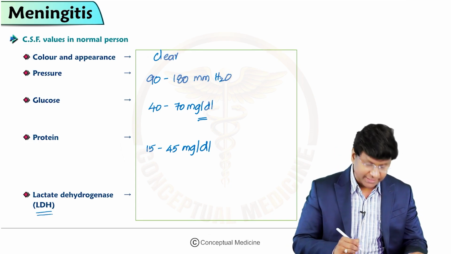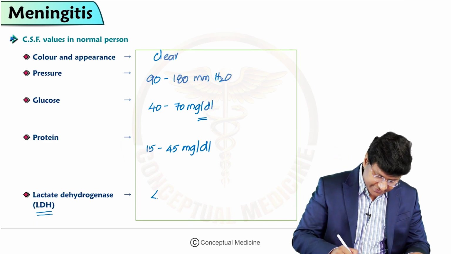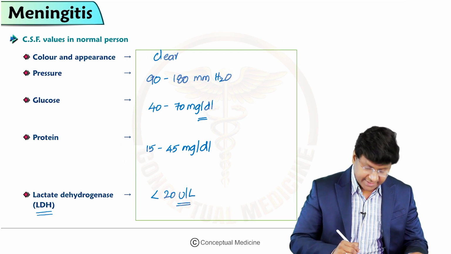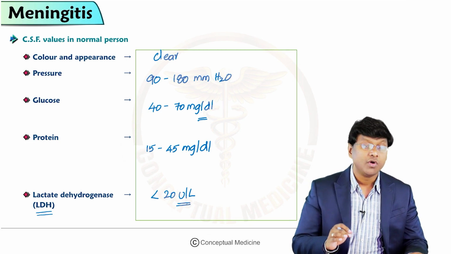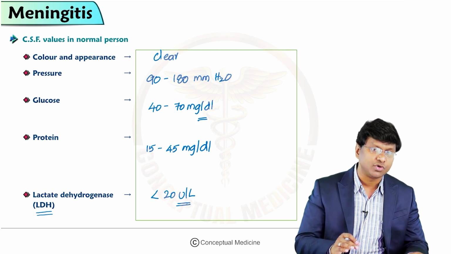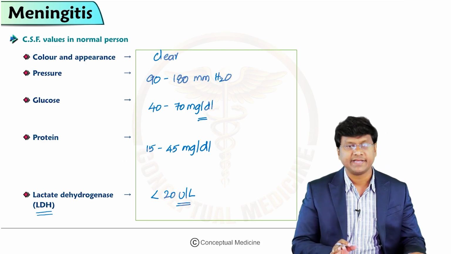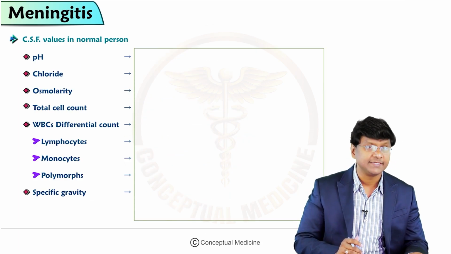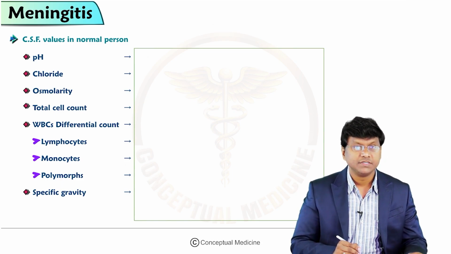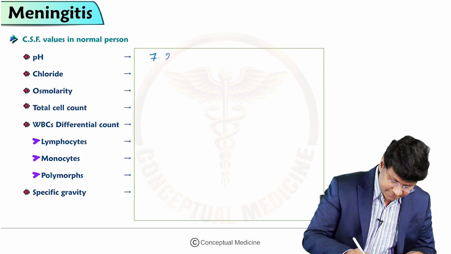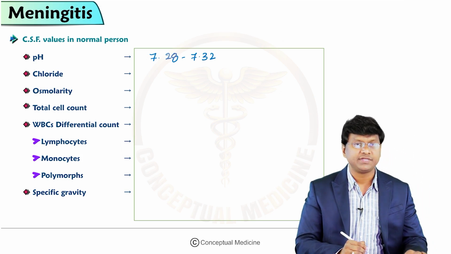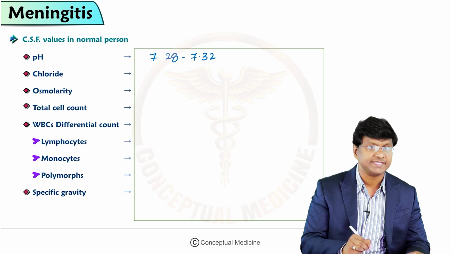If you take the LDH value, that is lactate dehydrogenase, it will be less than 20 units per liter, or approximately 10% of the serum levels. Then the pH is around 7.28 to 7.32. That is the normal pH of the CSF.